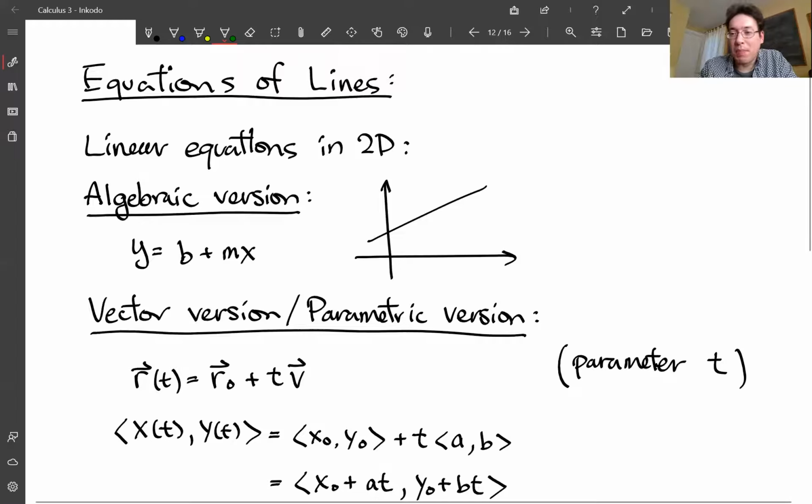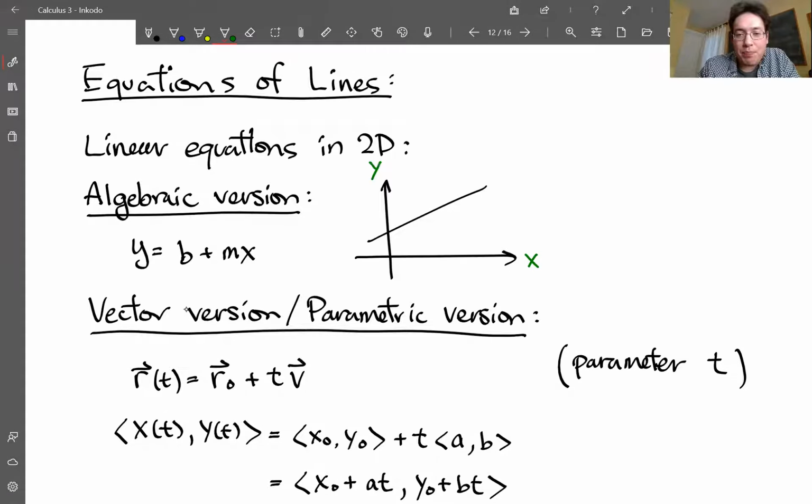So today I want to talk about equations of lines and planes. Let's start with lines. Okay, so quick review of how we write down equations of lines in 2 dimensions. So if this is x and y axis, you might have seen some version of this formula.